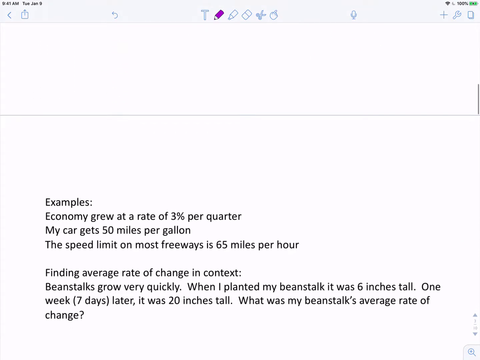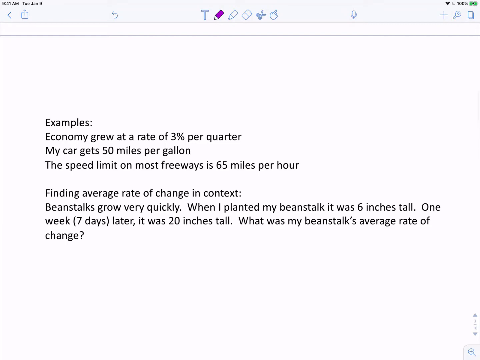Thinking about being on the roller coaster, after 1 we begin going uphill. So from 1 to 3, again, we're going uphill on the track. So here are some examples of rates of change. For example, one might say, if you're interested in economics, the economy grew at a rate of 3% per quarter. In other words, change was 3% for every 1 quarter, so we would be increasing.